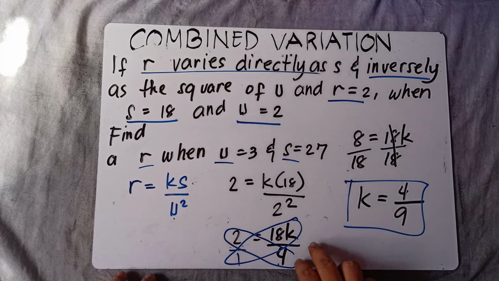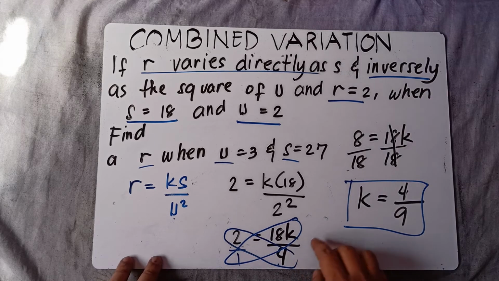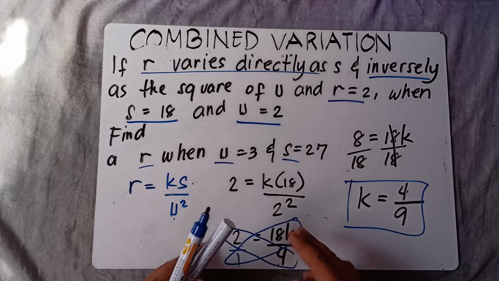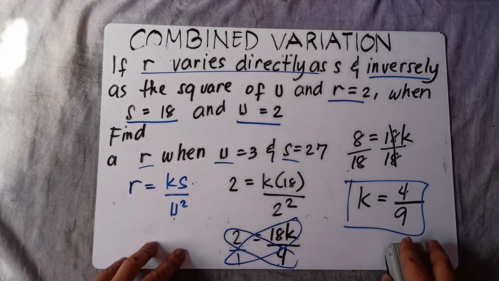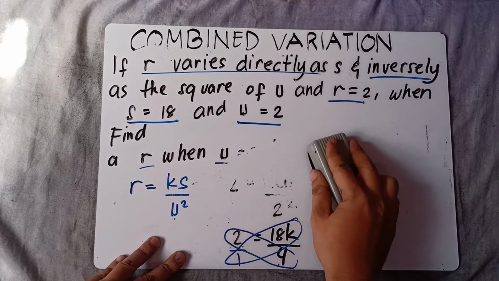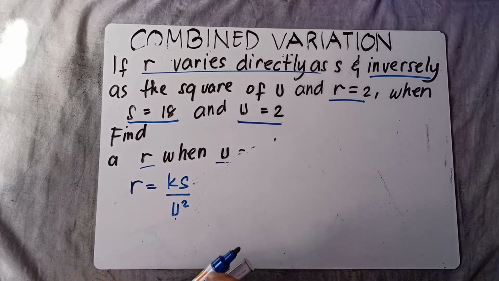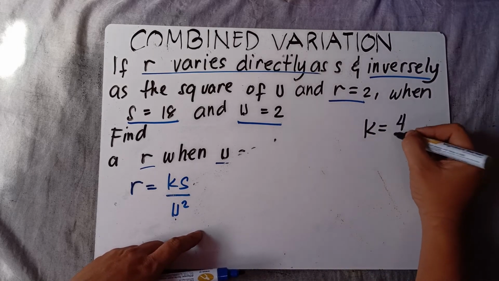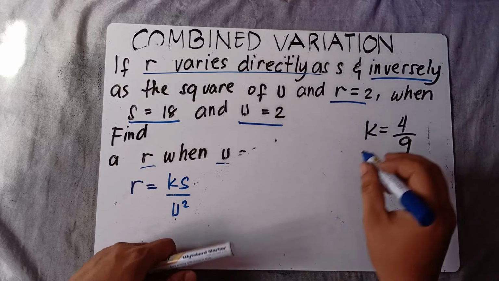So once again, class, we have so many solutions. You can multiply both sides by 4 to cancel 4 in the denominator, or you can also reduce 18 and 4, then multiply both sides by 2. It depends on you. K is equal to 4 over 9. So we have our K.